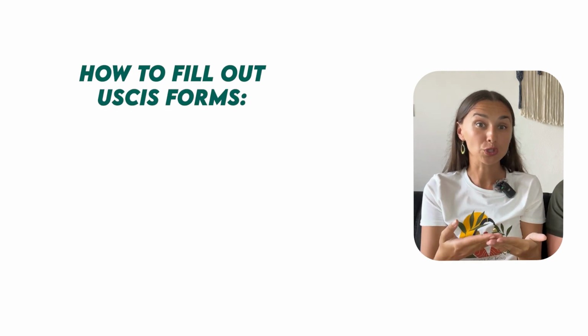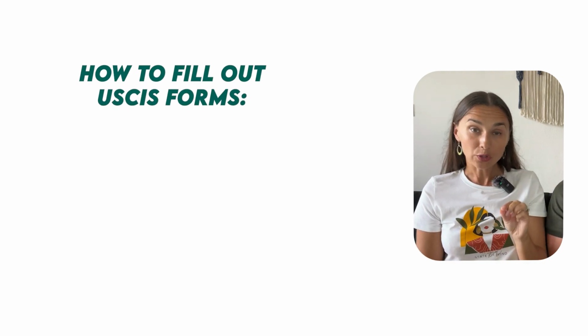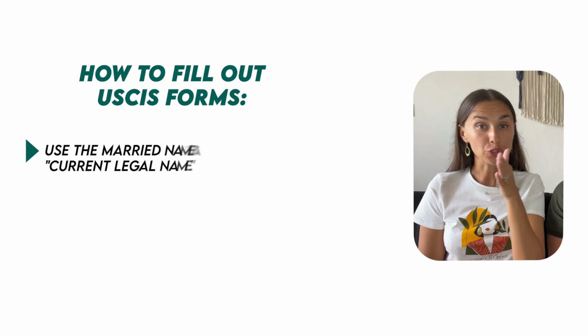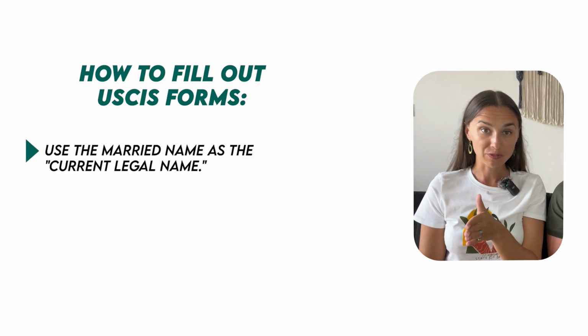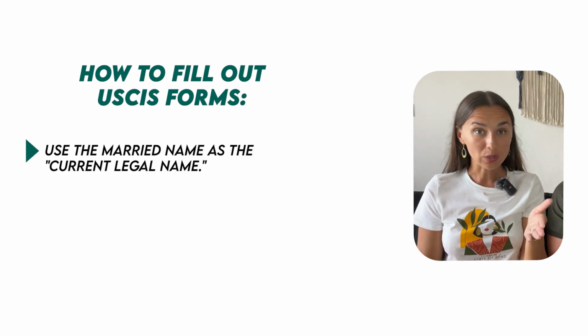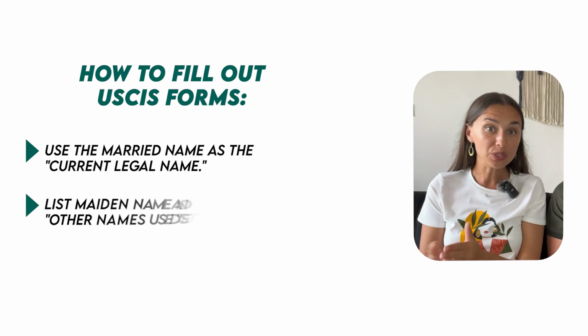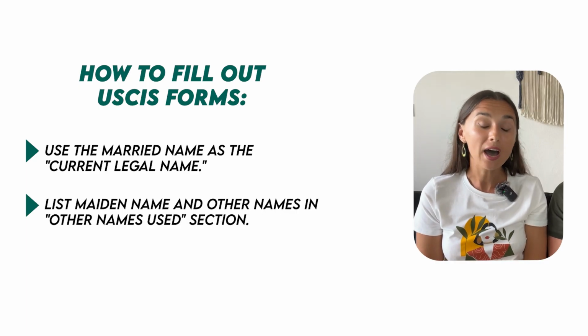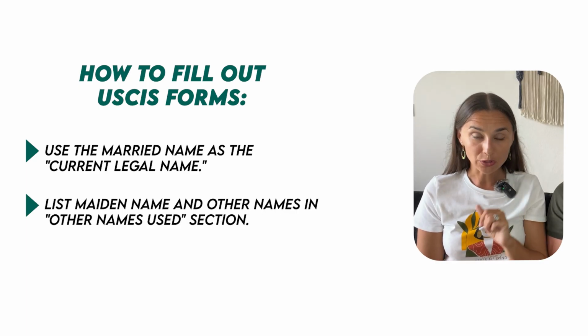So, how would you fill out your forms, or what name would you use there? When filling out your USCIS forms, go ahead and put your new married name in the section where it asks for your current legal name. Then, when it asks for other names used, you would list your maiden name or any other names that have ever appeared on your legal paperwork. It's important because sometimes people have a slightly different format of their name used on their birth certificate versus passport, and properly disclosing it helps to avoid any confusion.